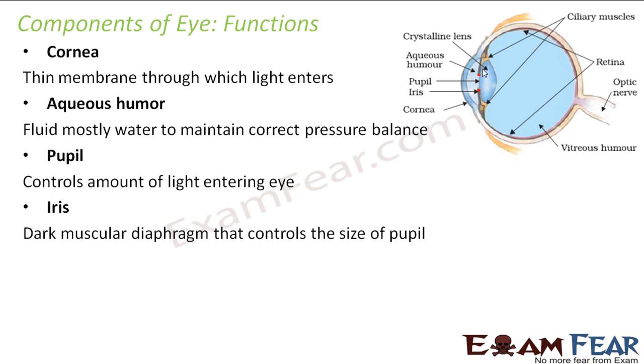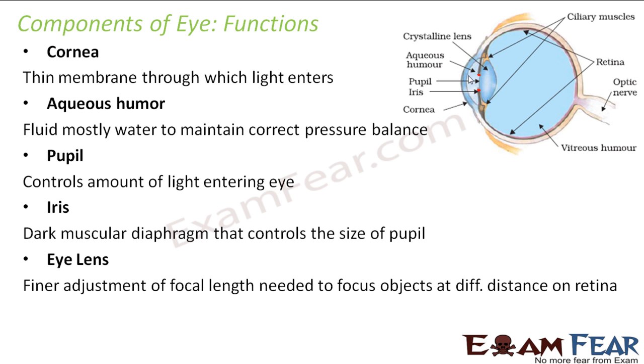When the iris on two sides comes closer, the size of the pupil will decrease. When the iris on both sides goes away from each other, the size of the pupil will increase. So the iris and pupil together control the amount of light depending upon the situation.